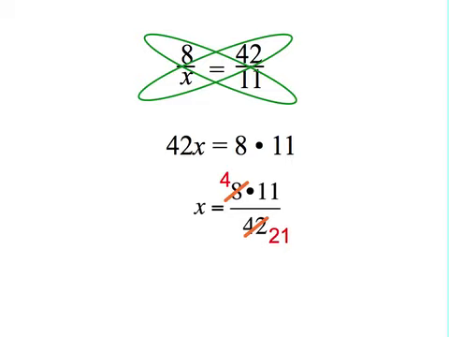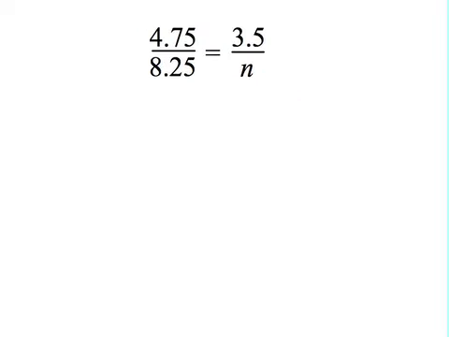And 8 and 42 are both divisible by 2. 8 divided by 2 is 4, and 42 divided by 2 is 21. So now I have 4 times 11 is 44, and I get x is 44/21. It's the exact answer, and rather than write a long repeating decimal or have to round it off, I'll stick with the exact answer, 44 over 21.